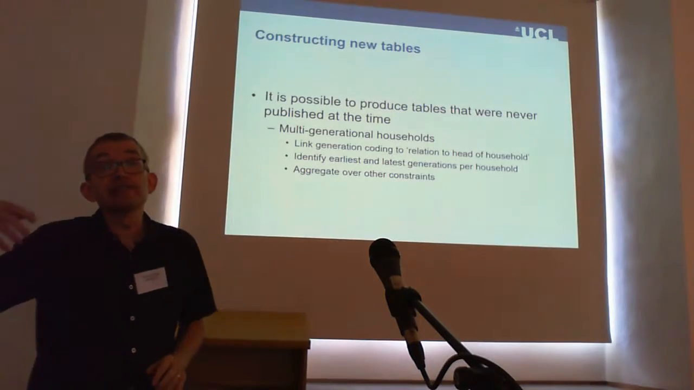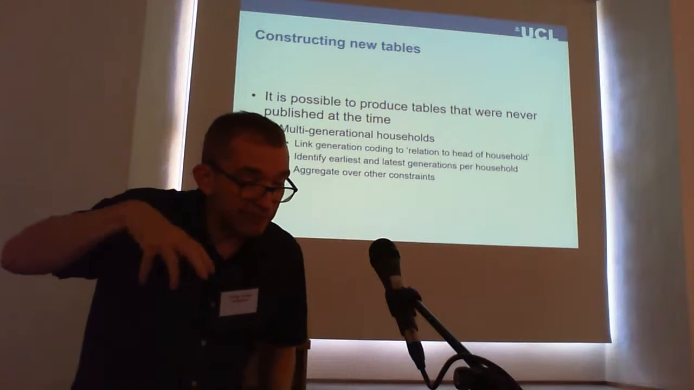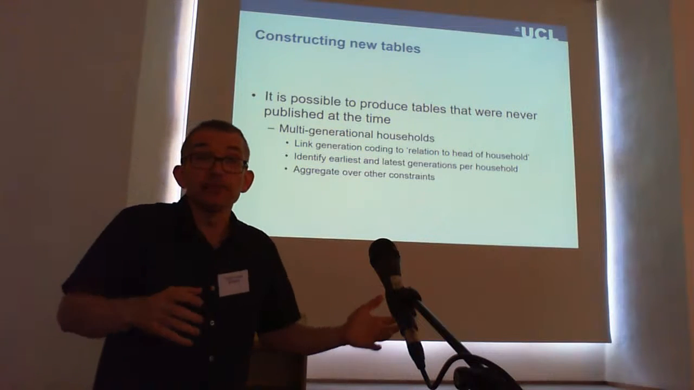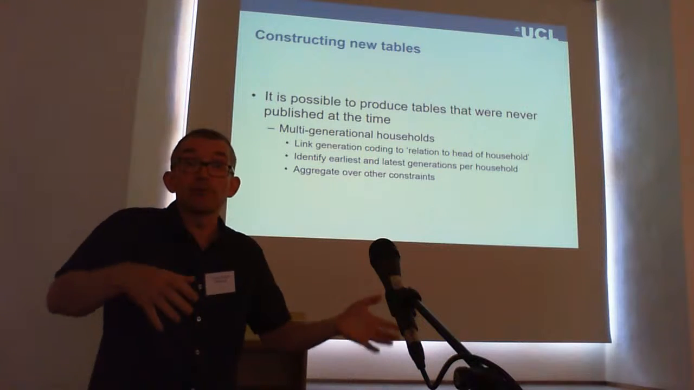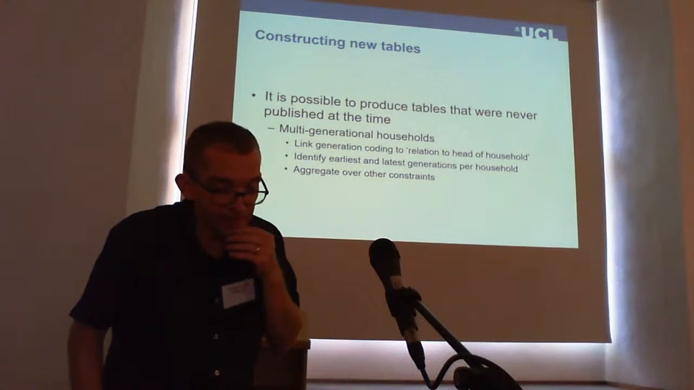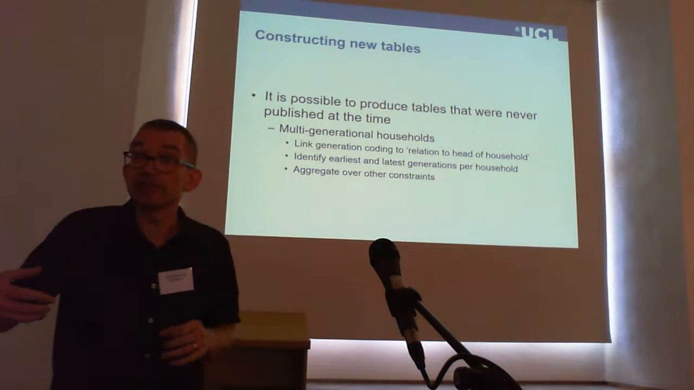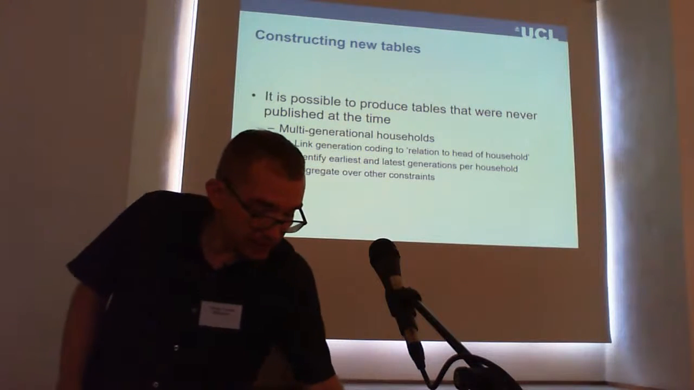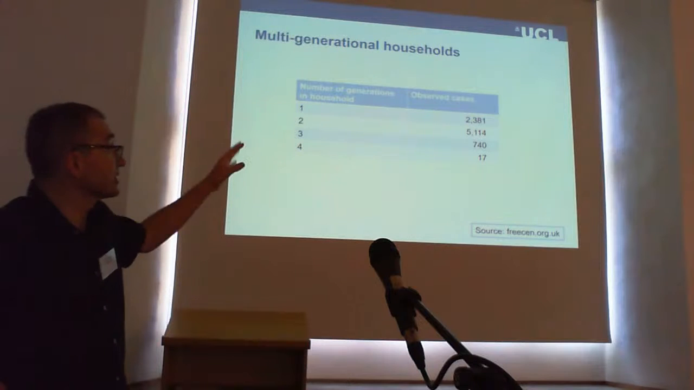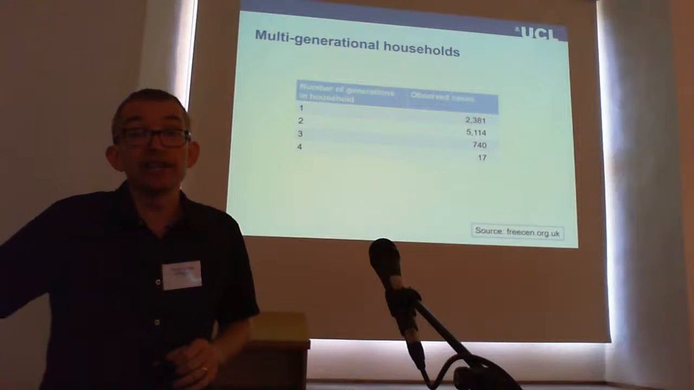One of the things that I think is interesting that we can do with this data is to try and produce tables that weren't published at the time. So clearly at the time, the census results were published as volumes with all sorts of tables of data in them. But I'm interested in looking at whether we can now produce new tables of results that were never produced at the time. And one example of this that I produced just as an experiment was looking at the numbers of generations living within a household.